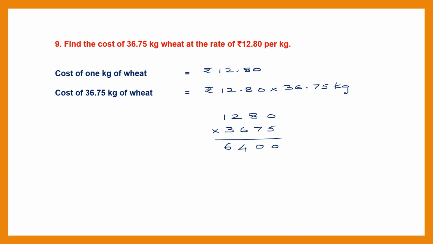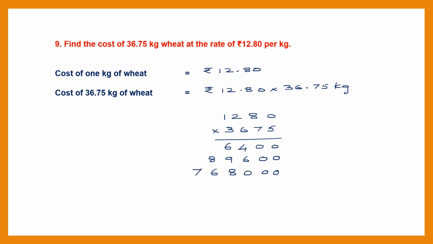Let's begin the second step with a 0. Now with 7. 7 zeros are 0, 7 eights are 56, carry 5, 7 twos are 14 plus 5 is 19, carry 1, 7 ones are 7 plus 1 is 8. Now let's multiply with 6. Because 6 is in the hundreds place, we're going to put 2 zeros and then multiply. 6 zeros are 0. 6 eights are 48, carry 4. 6 twos are 12 plus 4 is 16, carry 1. 6 ones are 6 plus 1, 7.